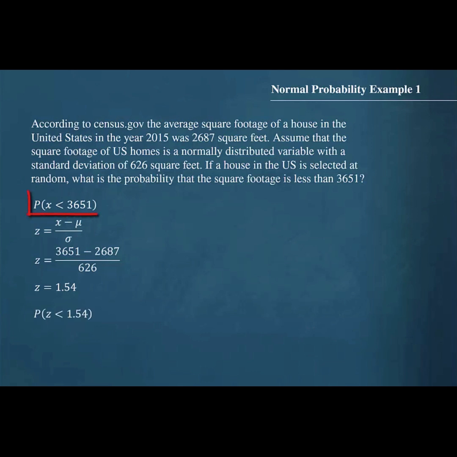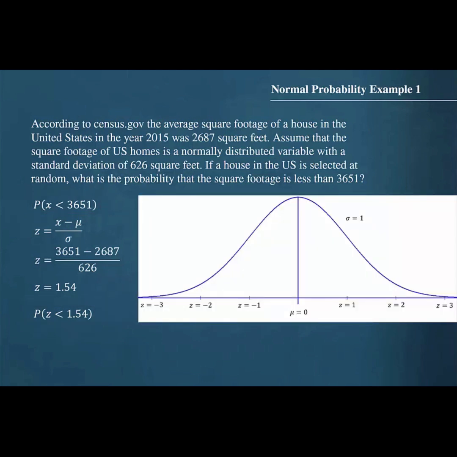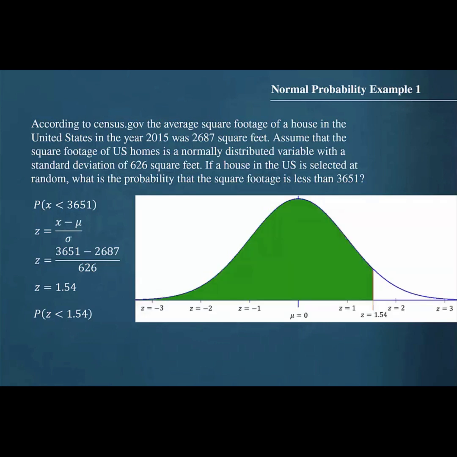So finding the probability that the random variable x would take on a value less than 3,651 is the same as finding the probability that z would be less than 1.54 in a standard normal distribution. The z-score, 1.54, would be a little more than halfway between z equals 1 and z equals 2. We are to find the probability that z would be less than 1.54, which corresponds to the area under the curve to the left of z equals 1.54.